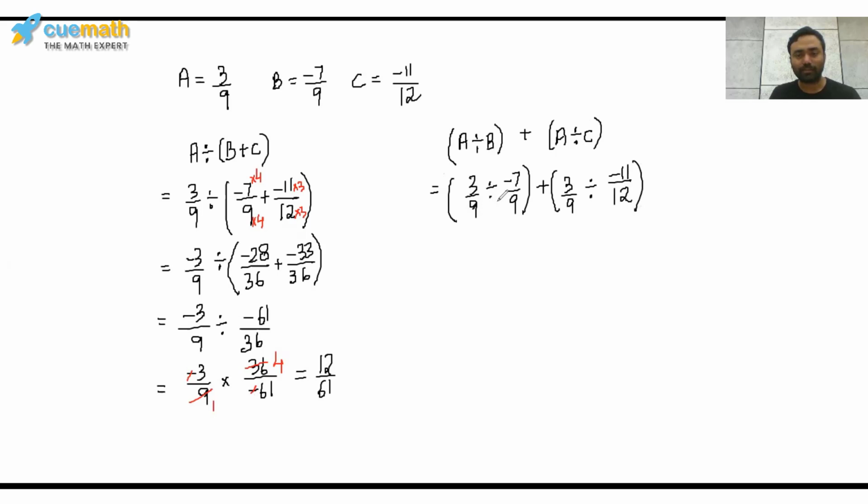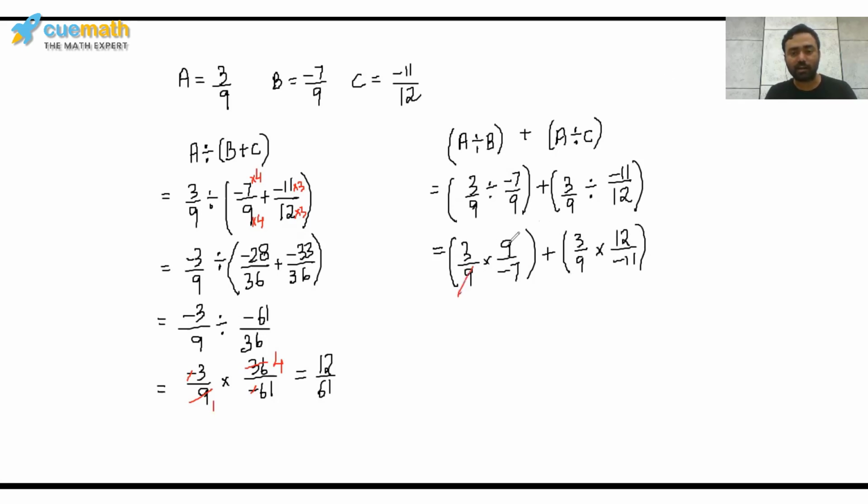So let's simplify each of the brackets first. This division sign is going to be changed into multiplication and will result in the reciprocal of the second fraction in both the brackets. So negative 7 over 9 would become 9 over negative 7, and 3 over 9 multiplication sign here would mean 12 over negative 11. Now let's eliminate the common factors.